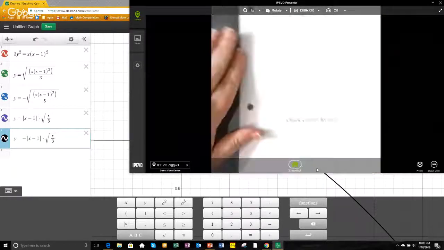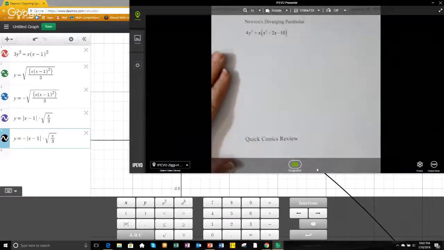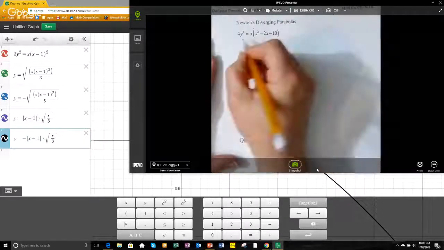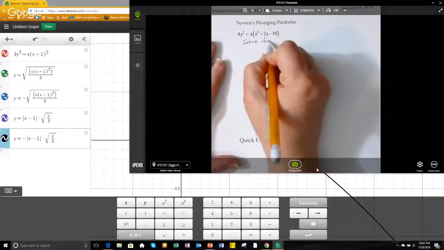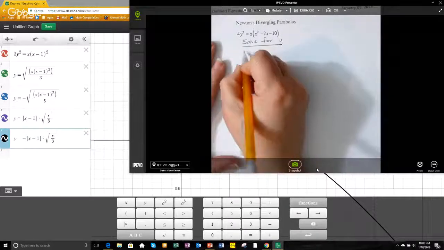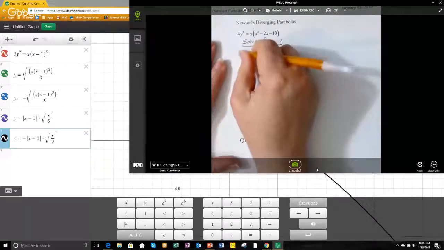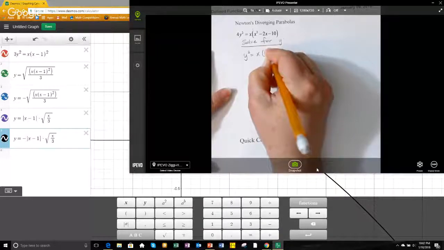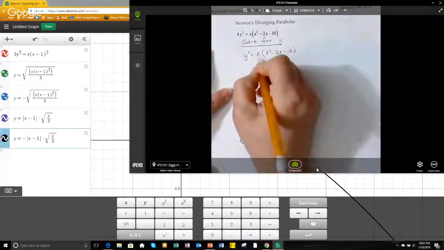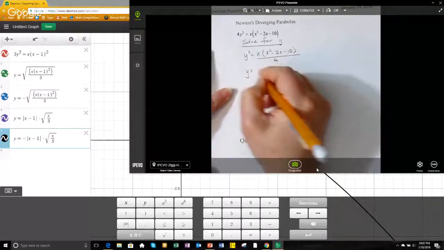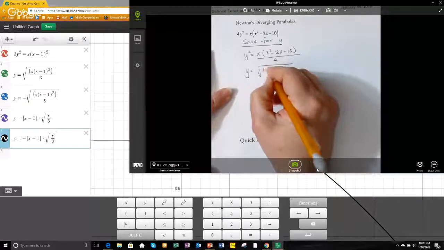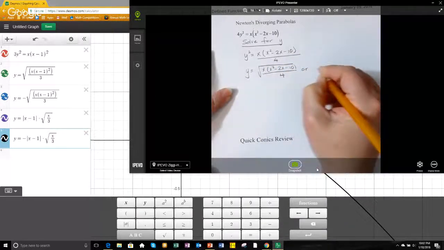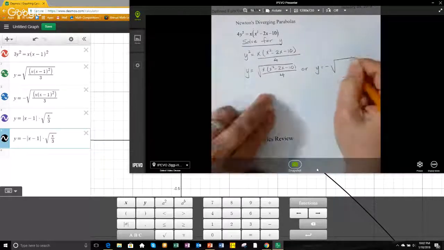All right, next one is Newton's diverging parabolas. Another equation that Newton worked with. So we're going to take this and we're going to solve for y. And to do that, we're going to divide by 4. So we're going to get y squared is equal to x times x squared minus 2x minus 10, all divided by 4. And then y is going to equal the square root of x times x squared minus 2x minus 10 over 4, or y will equal the negative of the square root of the same thing.